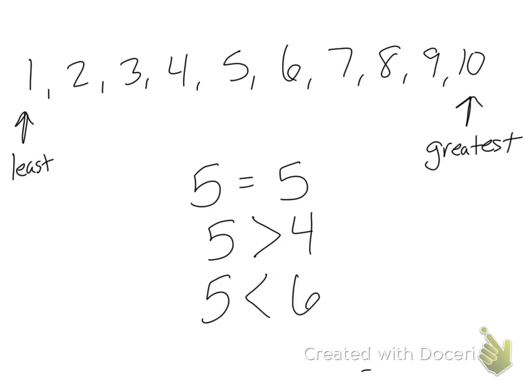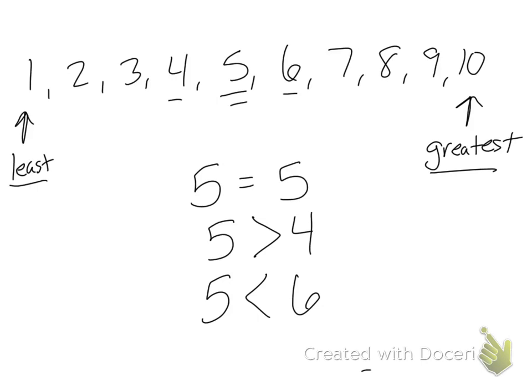When we count from 1 to 10, we count in order from least to greatest. Out of these numbers, 1 is the least and 10 is the greatest. Since these numbers are arranged in order, we can easily see that 5 is greater than 4 and that 5 is less than 6.